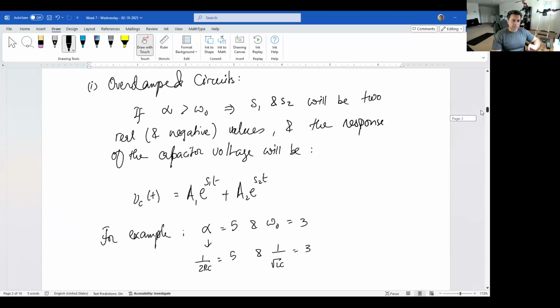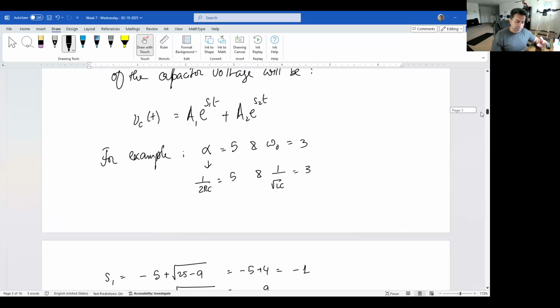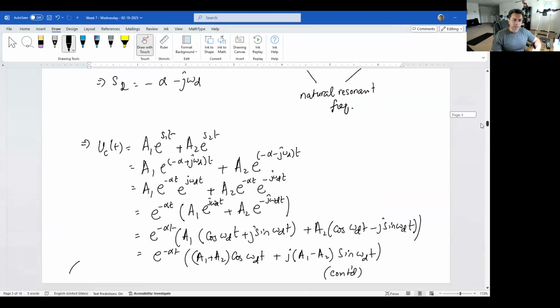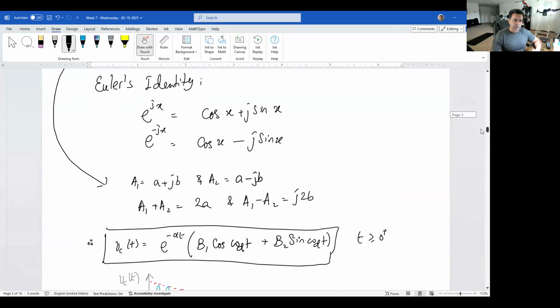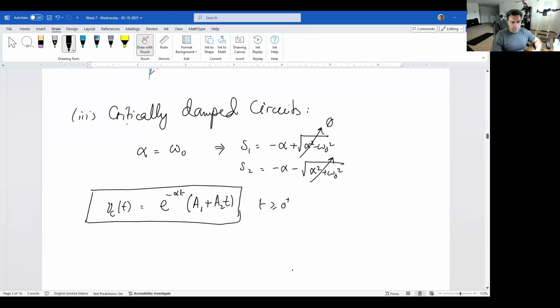Based on the damping type, we'll have different response types, the response equations, vC(t). The overdamped circuit is A1 e to the power S1t plus A2 e to the power S2t. The underdamped circuit is e to the power negative alpha t, B1 cosine omega d t plus B2 sine omega d t. And the critically damped circuit is e to the power negative alpha t, A1 plus A2t. Our goal is to first find the value of alpha, the value of omega naught, S1 and S2. Four things.